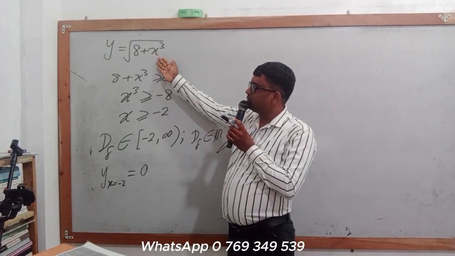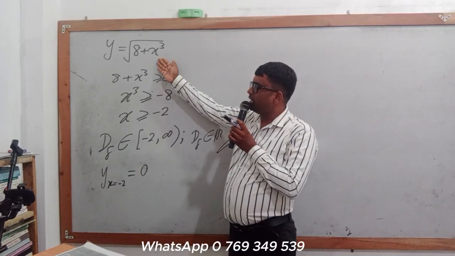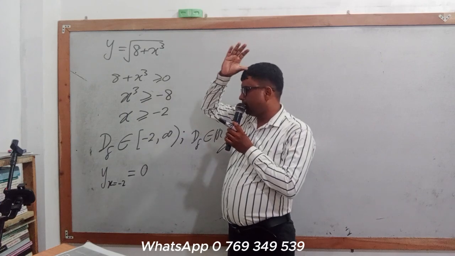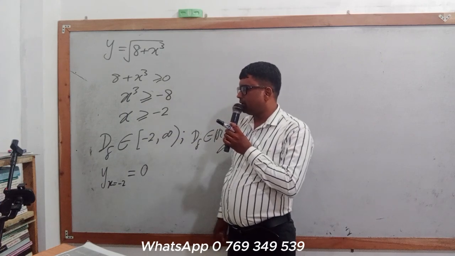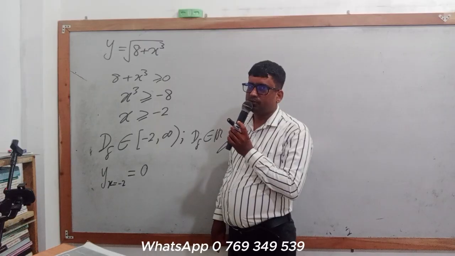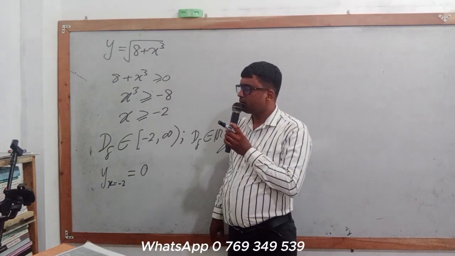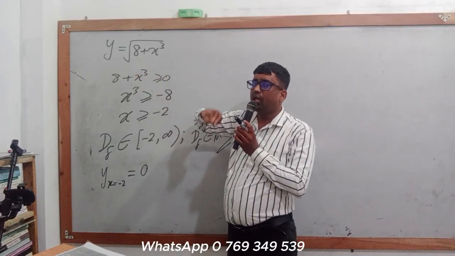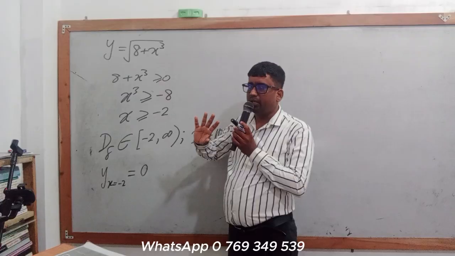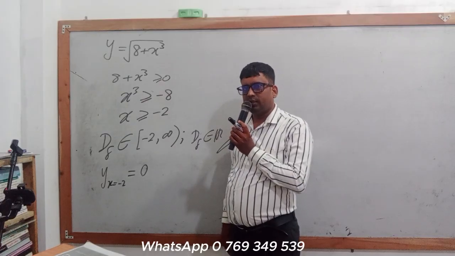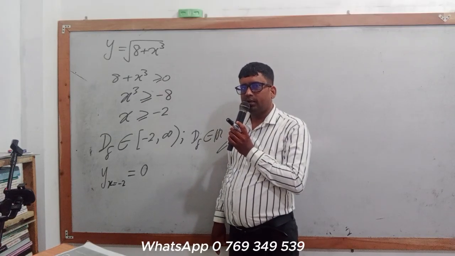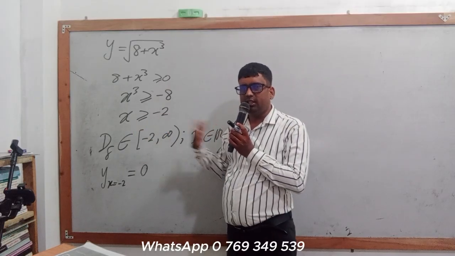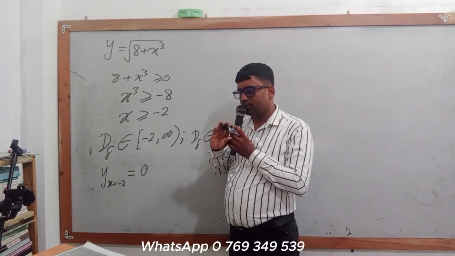Square is 10,000 and again 100,000. No, sorry, 1,000,000. 1,000,008. That is root of 1,000,008. That will be positive or negative, right? Therefore, that is the range, right? Then we can take minus infinity to plus infinity. This is the range.